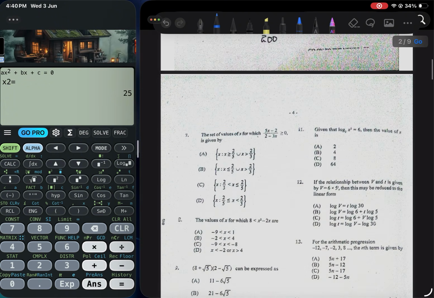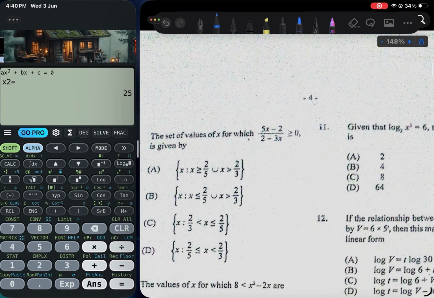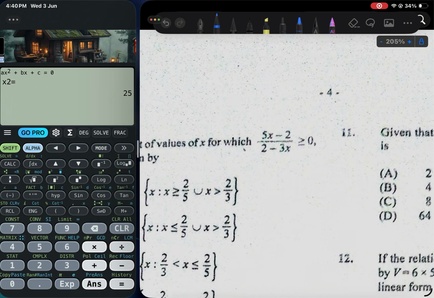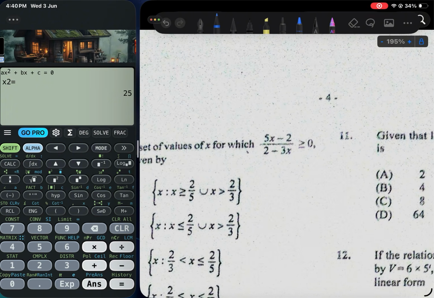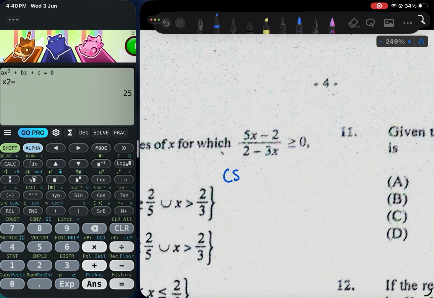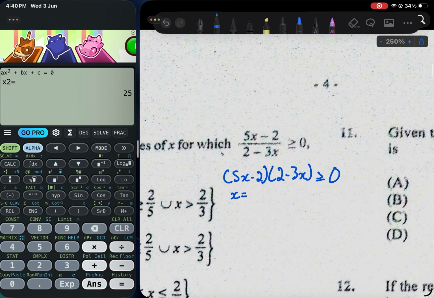The set of values of x for which 5x over 2 minus 3x is greater than or equal to 0. Okay, so we'd multiply both sides by 2 minus 3x. And once we do that, 5x minus 2 minus 3x would be greater than or equal to 0. X would be equal to 2 over 5, or x would be equal to 2 over 3.